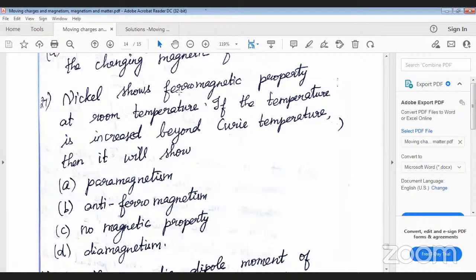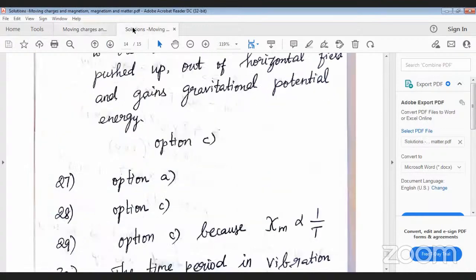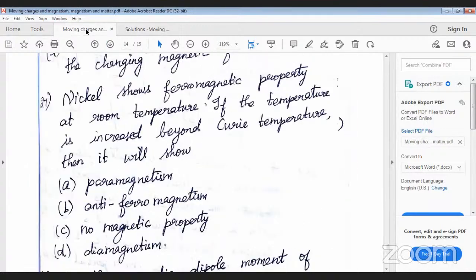This is just a concept-oriented and memory-based question, so you need not get confused so much. So nickel shows ferromagnetic property at room temperature, and when the temperature is increased beyond the Curie temperature, it will show paramagnetism. So that is option A.